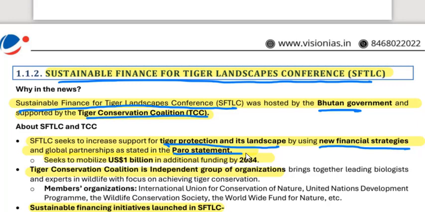Where is this Paro? Paro is in Bhutan. So this conference was held in Bhutan. So the name is given as Paro statement. It seeks to mobilize US $1 billion in additional funding by 2034. Second point is about TCC, that is Tiger Conservation Coalition. It is actually an independent group of organizations. No need to go into detail.